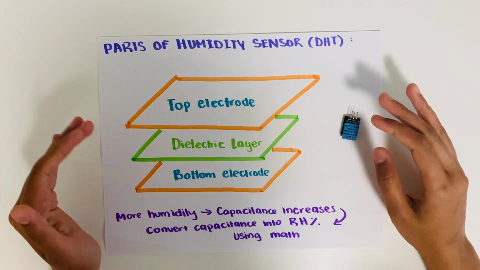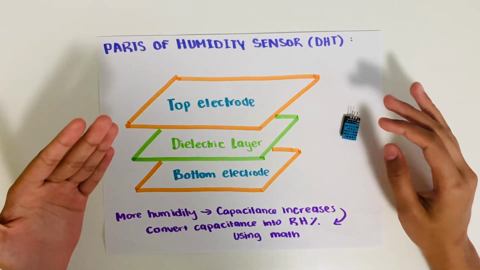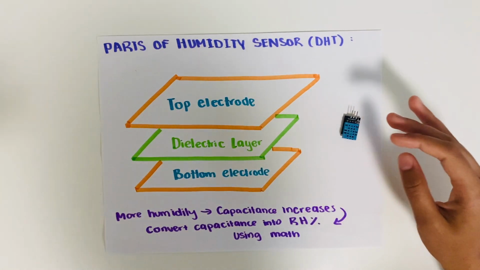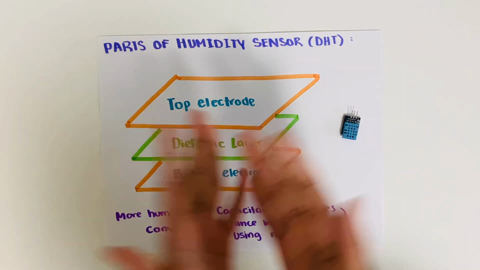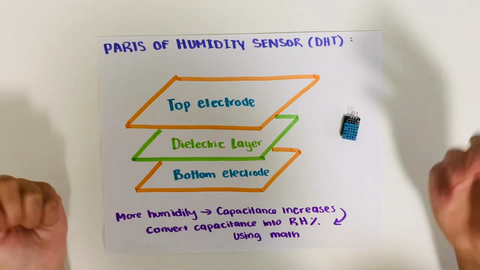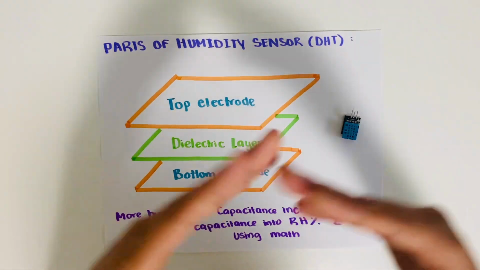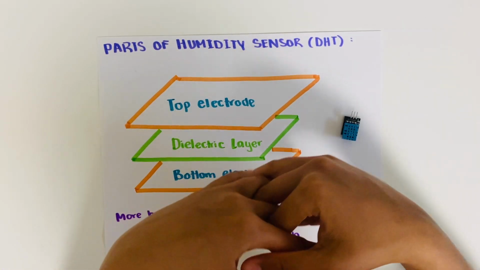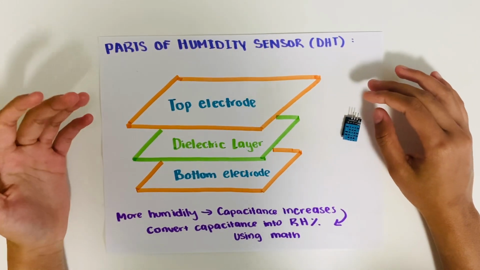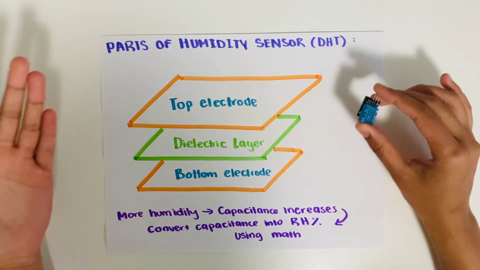But what's relative humidity? Basically, it's humidity relative to the temperature, because air with higher temperature can carry more humidity than air with lower temperature. So relative humidity just talks about the humidity relative to the temperature there. So that's how humidity and temperature sensors work, and we went over both humidity and temperature.